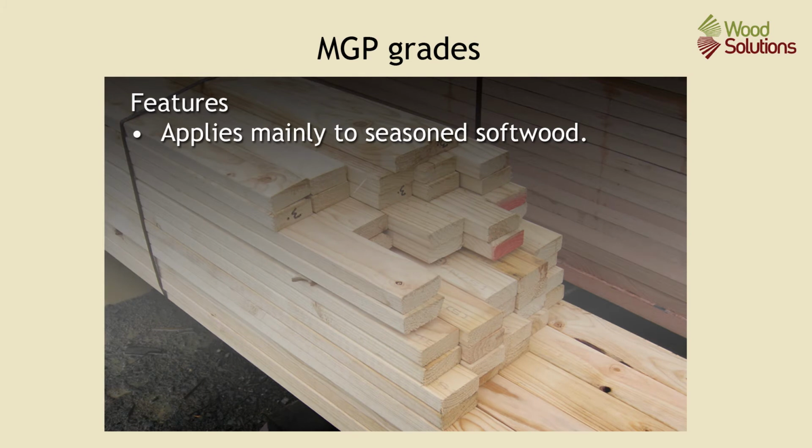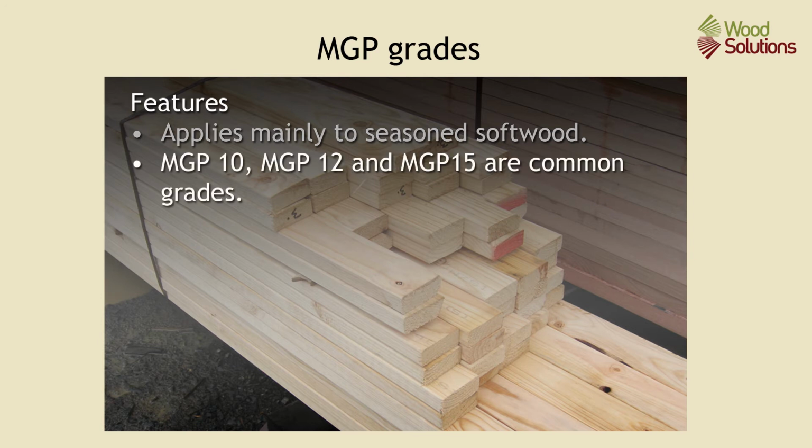MGP grades apply mainly to seasoned softwood, as the letters MGP are shorthand for machine graded pine. MGP is the predominant grading system used for all pine framing and is only used for seasoned material. Unseasoned or treated pine uses the F grade system. Common grade terms include MGP 10, MGP 12 and MGP 15.